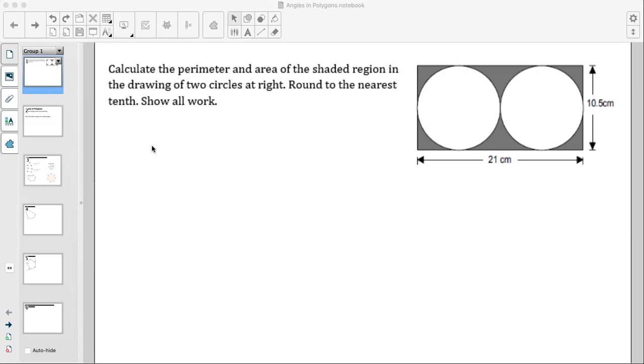So maybe you know this already. I guess we'll see what you know, what you don't know. But the word quadrilateral just means a polygon with 4 sides. So quad, 4 sides. Okay.